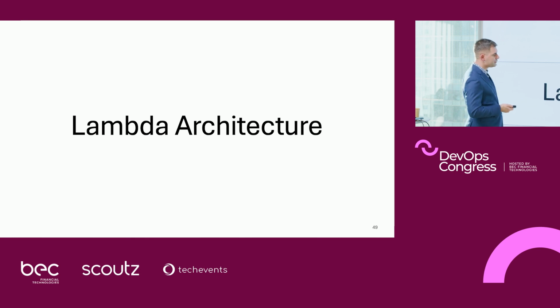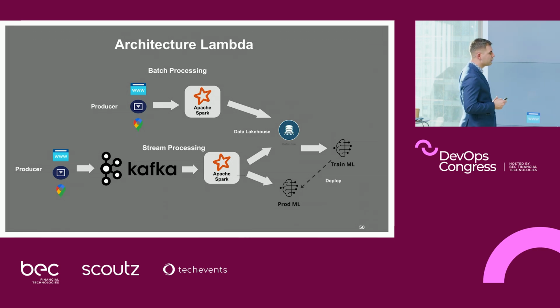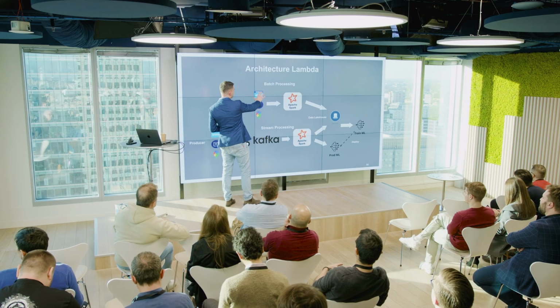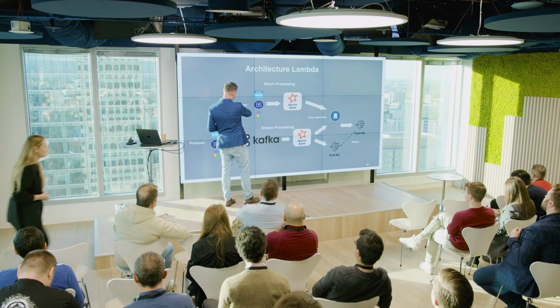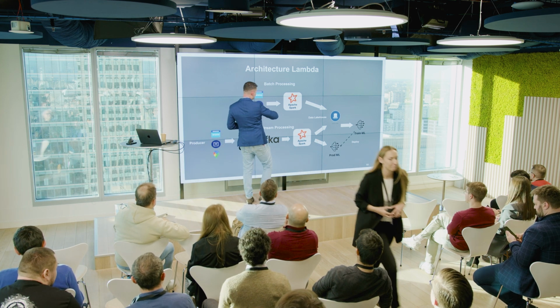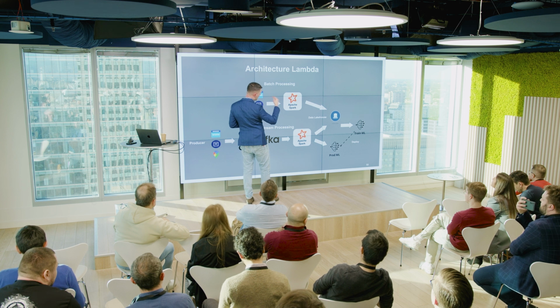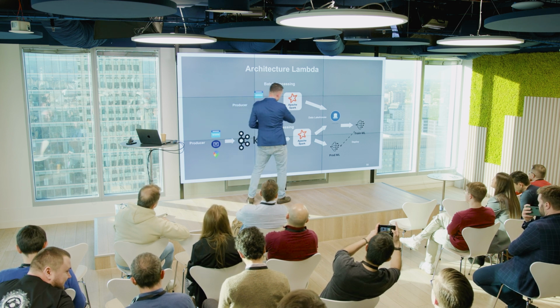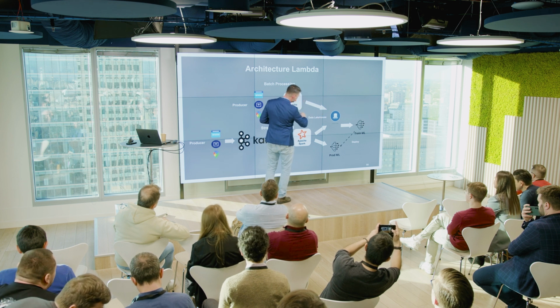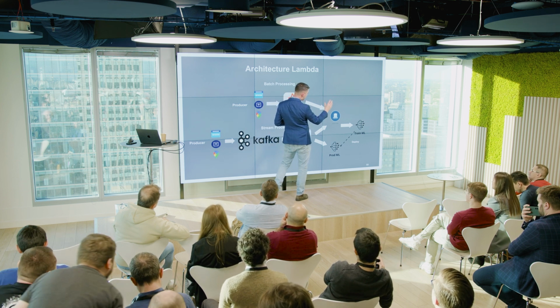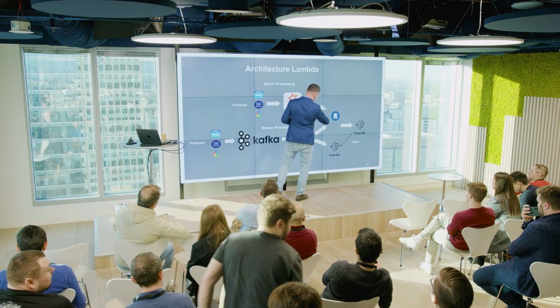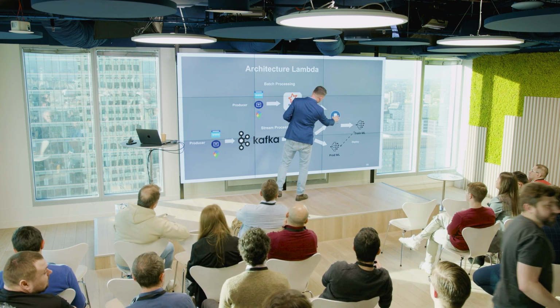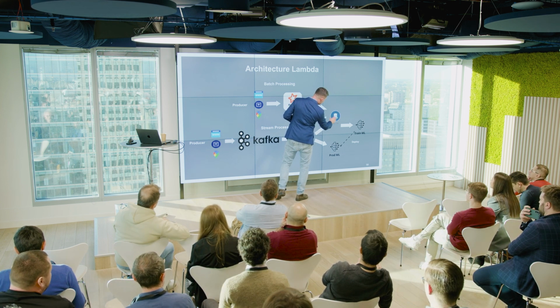Okay, Lambda architecture. Imagine our project is a Lambda architecture project, and we have two flows here. One flow is batch processing. So we have the producers, and we just run a batch job every day, for example, from the internet, from Google Maps or something like that, and we store it in the Delta Lakehouse. So this is our blob storage, but in Delta format, and we have this Delta Lake.